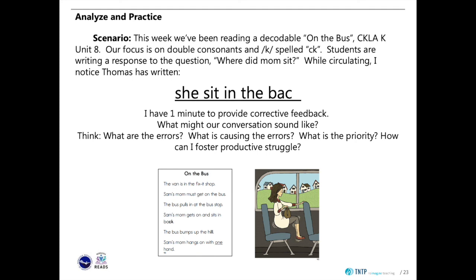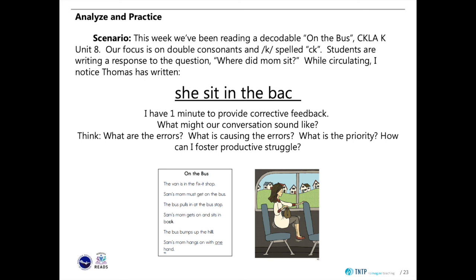Our focus is on double consonants and the K spelled CK, so the K sound, but the CK blend, digraph. Students are writing a response to the question, where did mom sit? While circulating, I noticed that Thomas has written, she sit in the back.